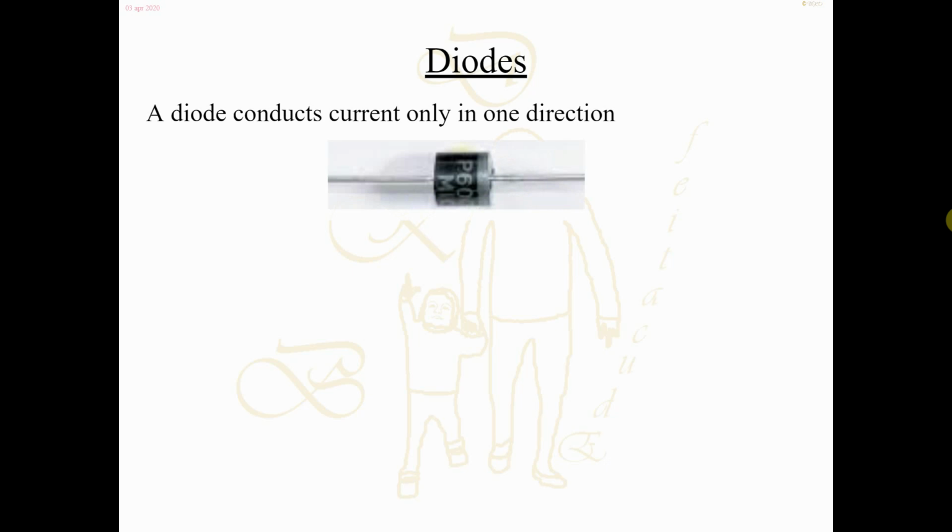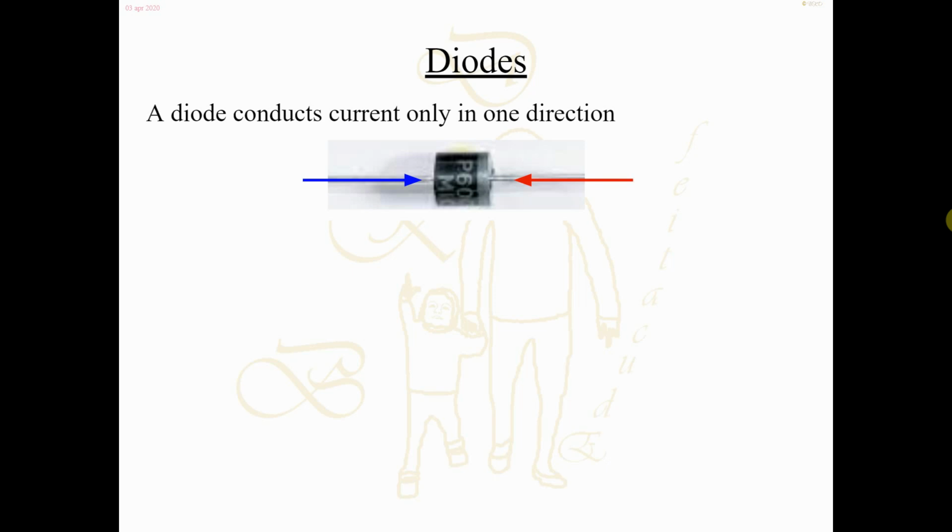If you put the positive connector of a power source on that side, the current will go through. But if you try to put the plus of the power source on the other side, it won't go.